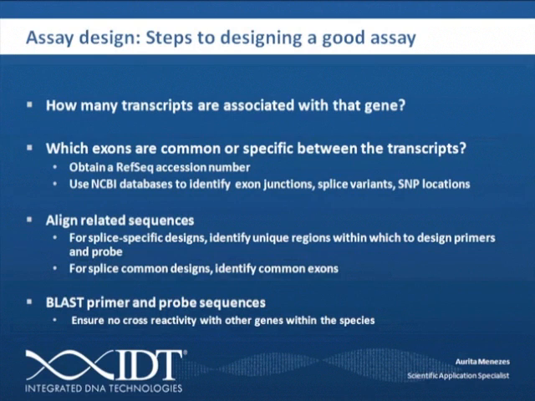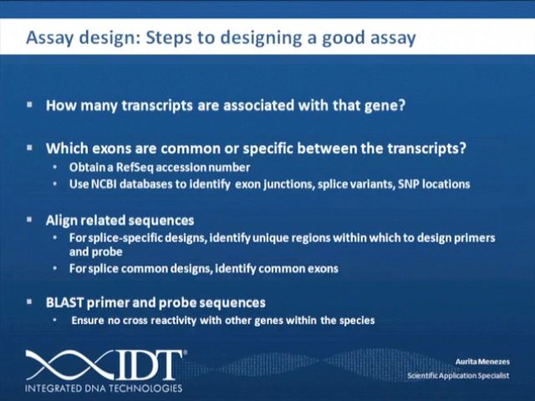Depending on what you need to do, you need to be able to obtain a RefSeq accession number and then use the NCBI databases to identify the exon junctions, splice variants, and SNP locations. If you are doing this manually, you would have to align related sequences. So for splice-specific designs, you'd have to identify unique exons within which to design primers and probes. And for splice-common designs, you'd have to identify which were the common exons between all these variants.